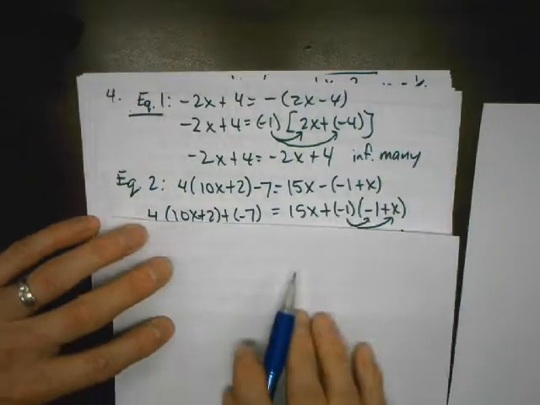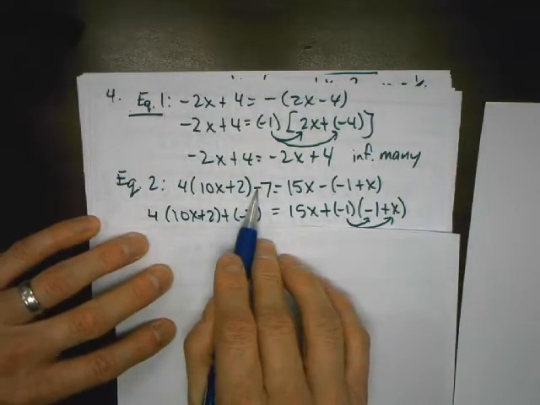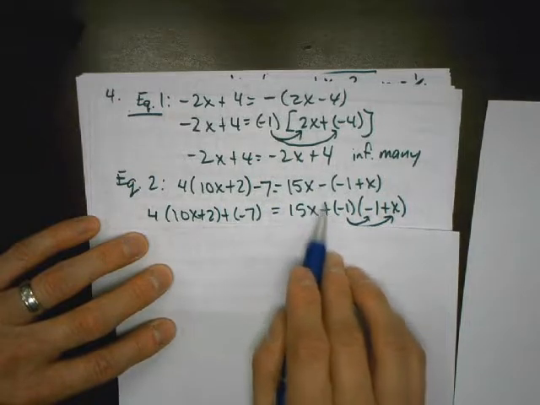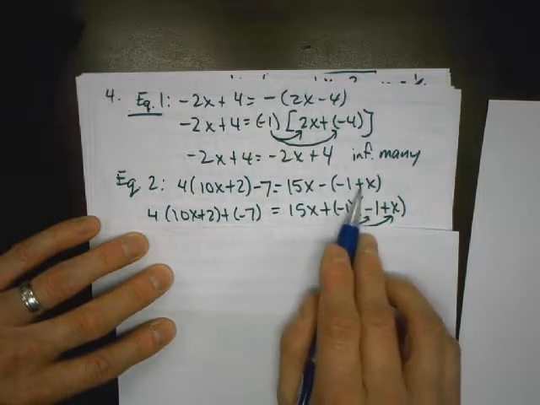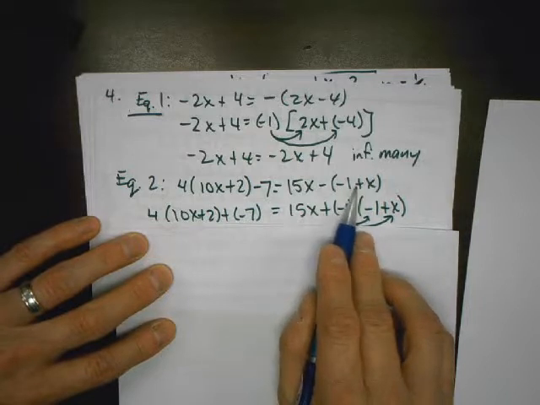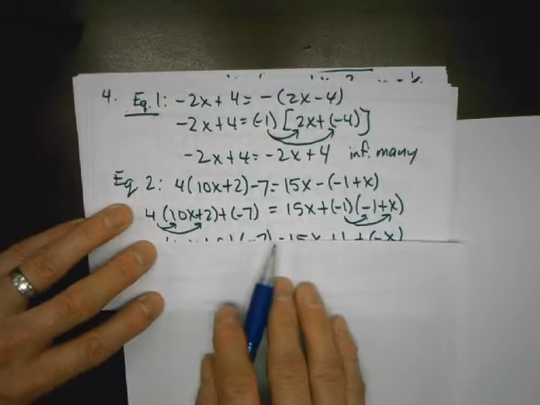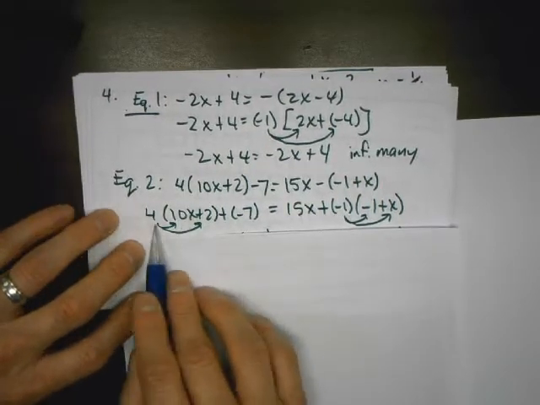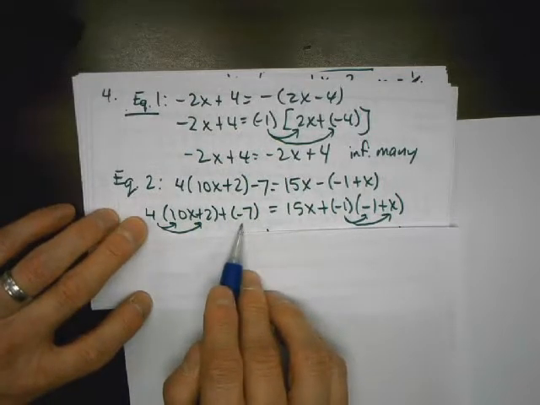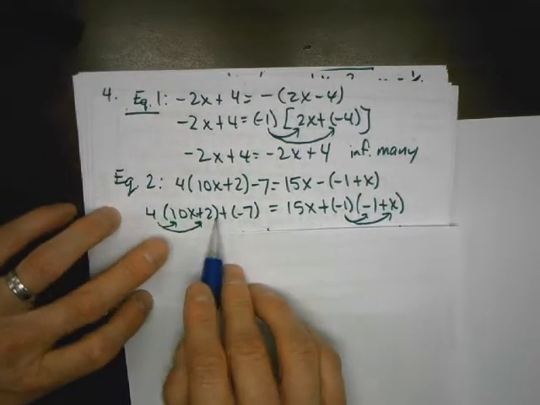Next one, number 2. Again, you can do your rule for subtraction. I can do the rule for subtraction here, here, because that's like distributing negative 1. And I don't need to do it here, because there's a negative, but it's already an addition problem. So I'm going to distribute. I'm going to go 4 times 10x and 4 times 2. I'm not going to do 4 times negative 7. That's not next to it. It's not in the parentheses.